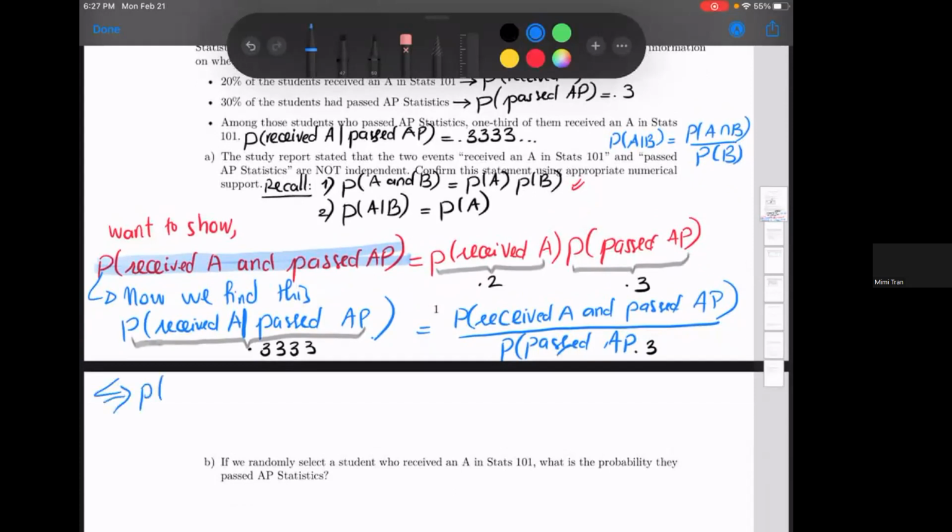Now P of, don't write this down. Just listen to me. You don't have to write this down. P of receiving A and pass AP. I want you to listen now so you understand. Now I want to solve for the numerator. I want to solve for P of receiving A and pass AP. Oh, this is math.